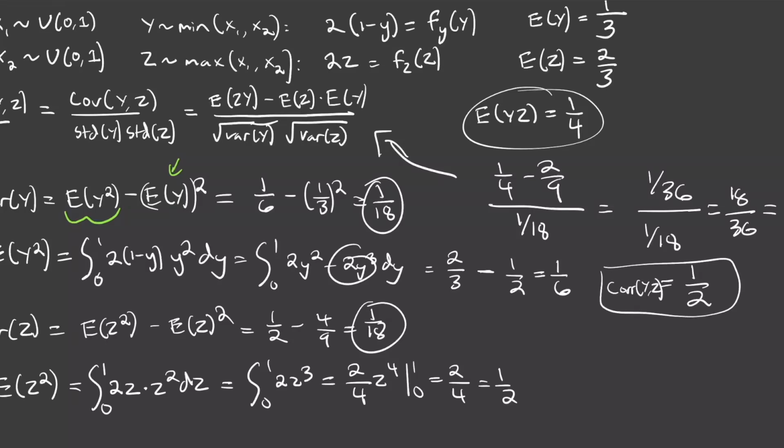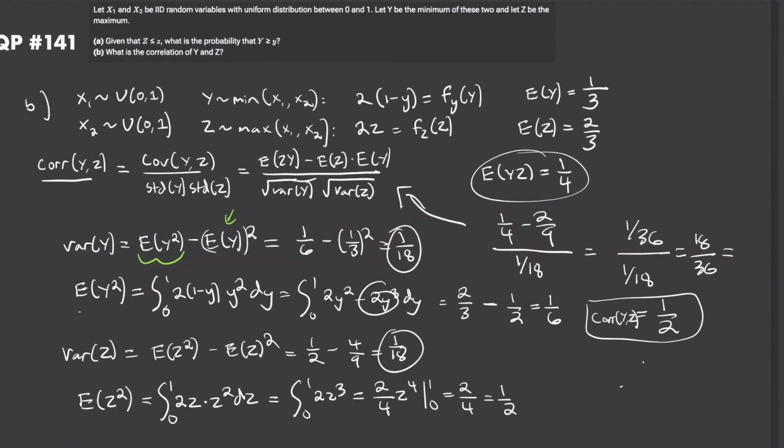So we have a positive correlation here, which makes sense because as the minimum gets larger, so should the maximum, and vice versa, right? So yeah, that was very complicated just to get an answer of 1/2 right there, but it's a good order statistic question.